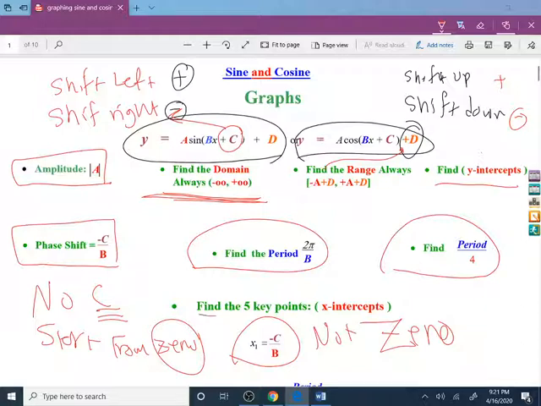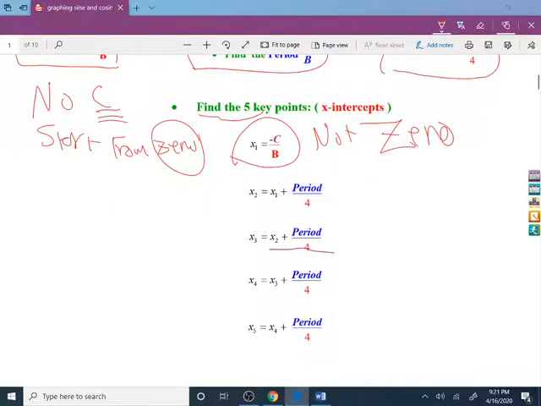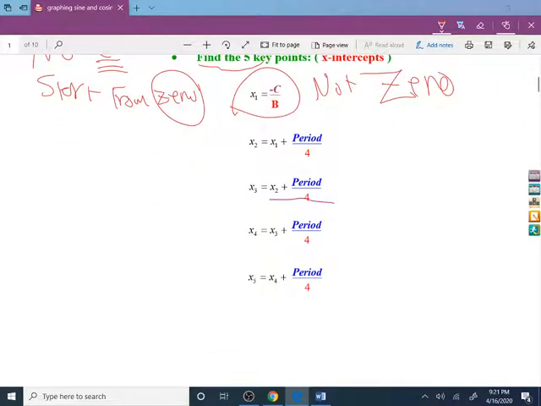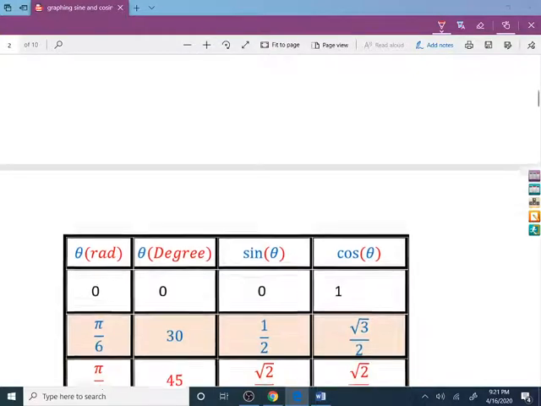And how many points do we need all the time? 5 key points. Then the first point is negative C over B. Then the second point, you add to the negative C over B the period over 4. The same rule we did yesterday. Then the third value, you add to this value the period over 4, and keep going.